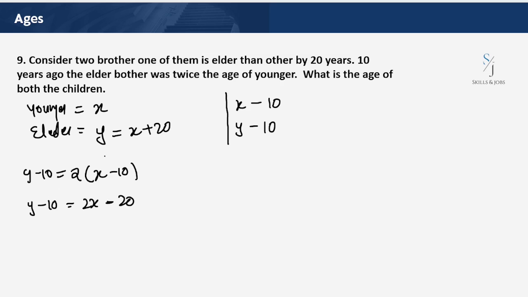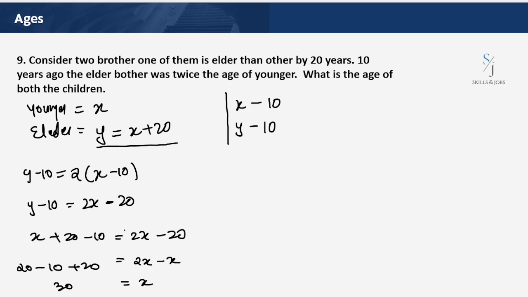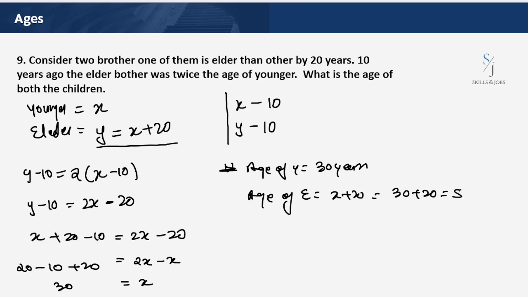Now you can substitute the value of y from this relation. x plus 20 minus 10 is equal to 2x minus 20. Now, if you simplify this, you are going to get the answer. So, the value of x is 30. Now, what is asked? What is the age of both the children? The age of the younger child is x, that is going to be 30 years. The age of the elder child is x plus 20, that will be 30 plus 20 is equal to 50 years. So this is the required answer.